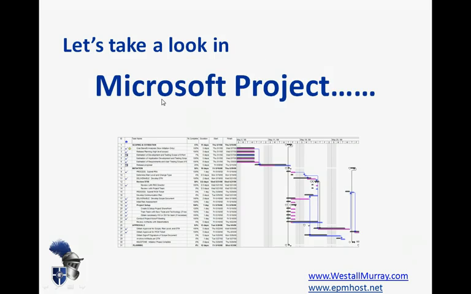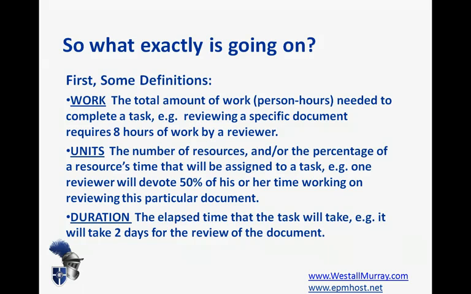So let's go back to our slideshow here, and let's consider 3 terms that Project uses first. Firstly, work. And by work, Project means the total amount of person hours needed to complete a task. For example, reviewing a document might require 8 hours of work by a reviewer. Units, another Microsoft Project term, refers to either the number of resources or the percentage of a resource's time that's going to be assigned to a particular task. For example, one reviewer might devote 50% of his or her time to reviewing this particular document.